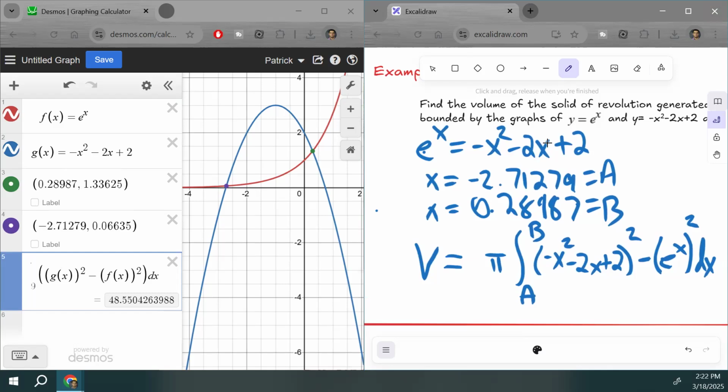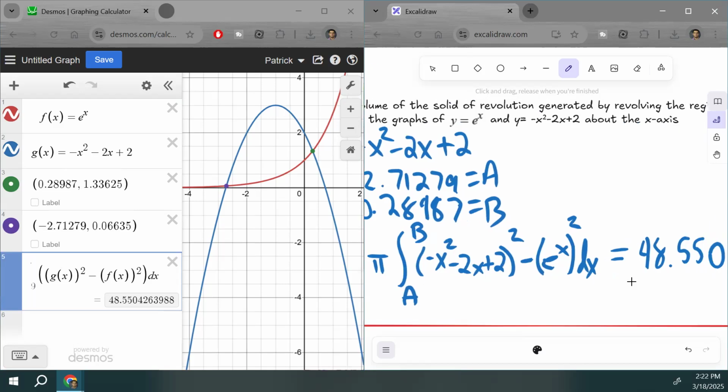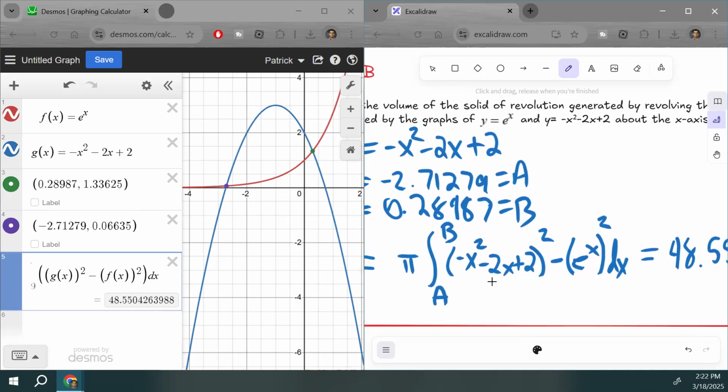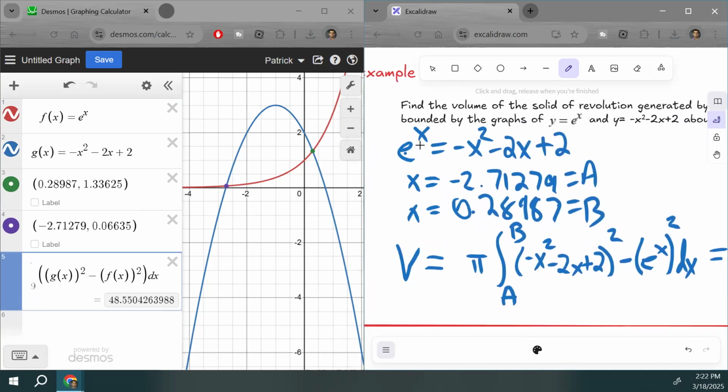You showed the equation that you solved, the limits of integration from the solutions to that. You set up the integral. We named the limits A and B so we could refer to those down here. And then our answer, because you're allowed to evaluate a definite integral on Desmos. You're allowed to solve an equation on Desmos. And that's all we really have to do for this one.